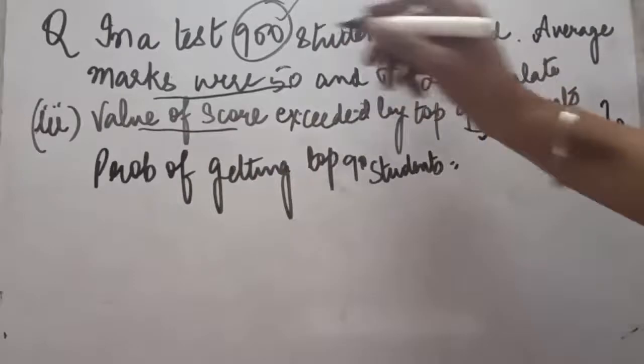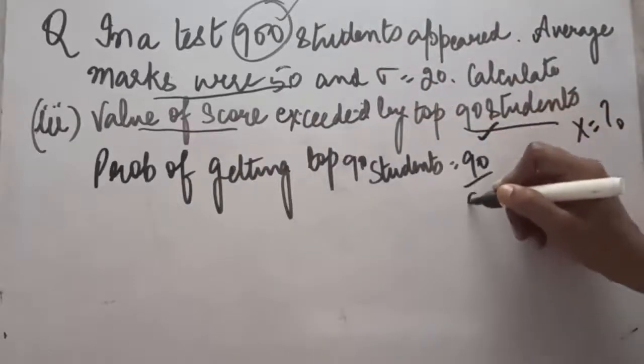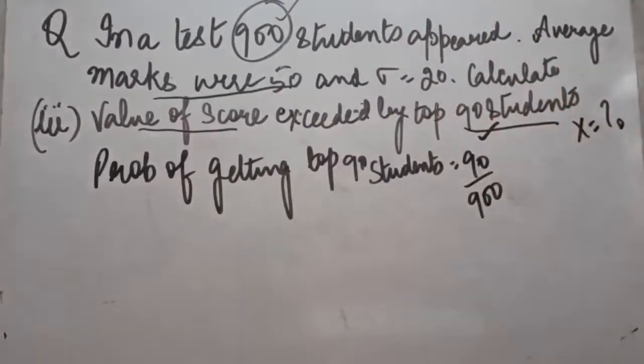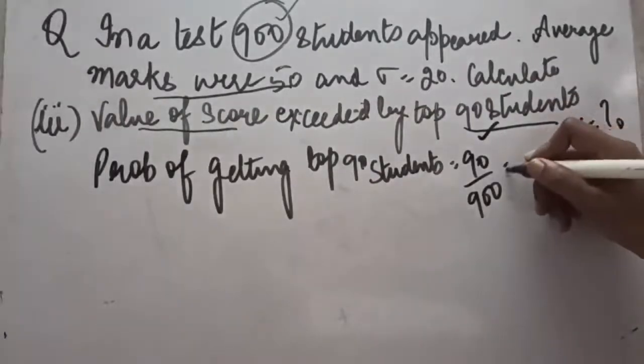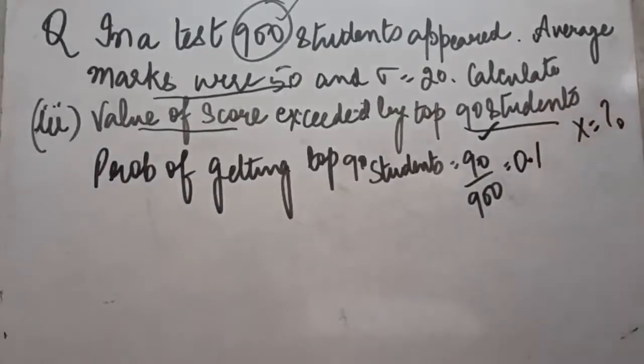So out of 900, what is the probability of getting 90 top students? That will be 90 divided by 900. It will come out to be 0.1. So this is the probability. Why have we done this?